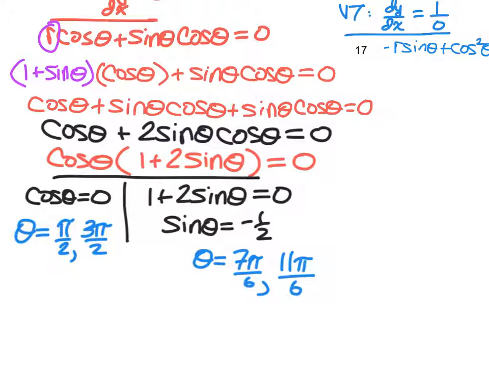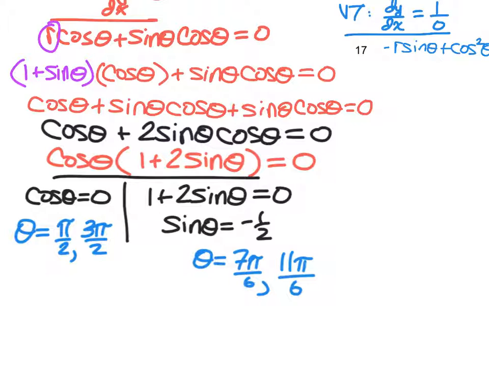I'm sorry, where did you get those from, finding where cosine was equal to 1/2? Cosine was equal to 0, and sine was equal to negative 1/2. Okay, all in the unit circle. Oh, I got it, I'm sorry. Nah, that's cool.